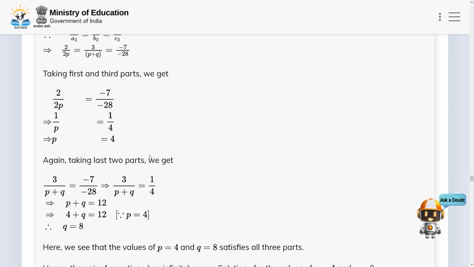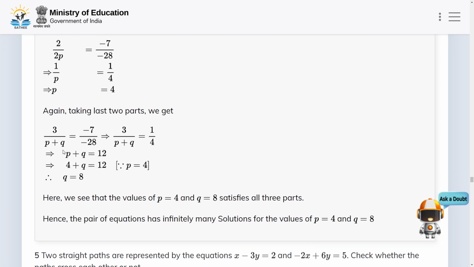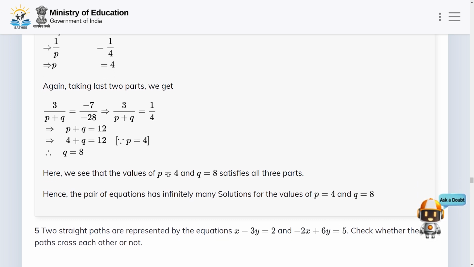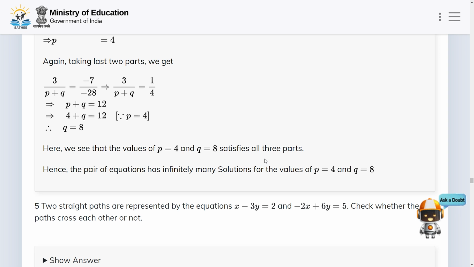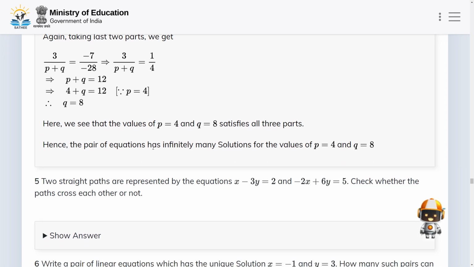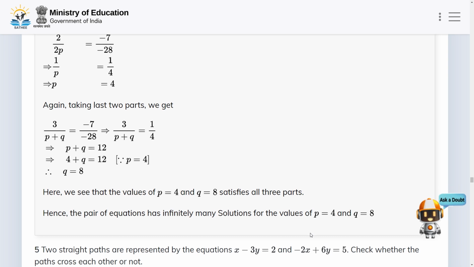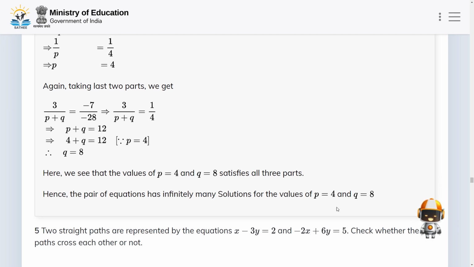And again taking the last two terms, we get 3/(p+q) = -7/-28, that implies 3/(p+q) = 1/4, and it implies p + q = 12, and it implies 4 + q = 12, and it implies q = 8. Okay, so here we see that the values p = 4 and q = 8 satisfy all three parts. Hence the pair of equations has infinitely many solutions for p = 4 and q = 8.